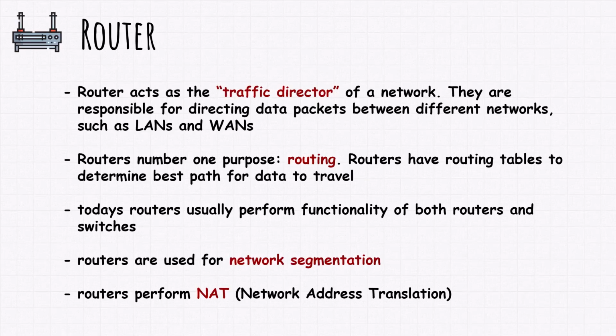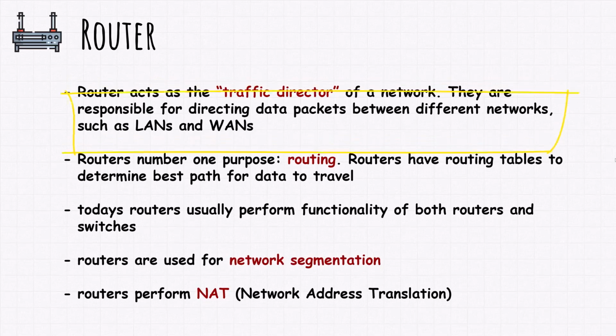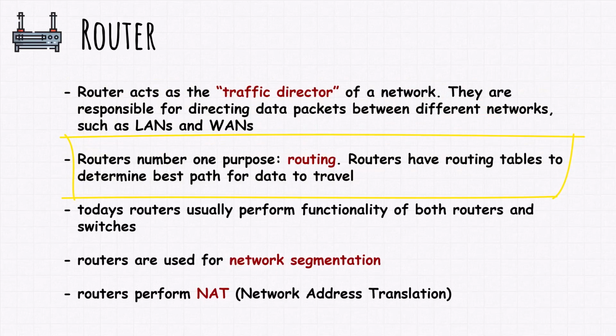Well, let's start by talking about routers. Now, a router acts as the traffic director of a network. They are responsible for directing data packets between different networks, such as local area networks and wide area networks. This leads us to a router's number one purpose, which is routing. Routers use routing tables and algorithms to determine the best path for data to travel from its source to its destination. They make decisions based on IP addresses, ensuring data reaches its intended target efficiently.